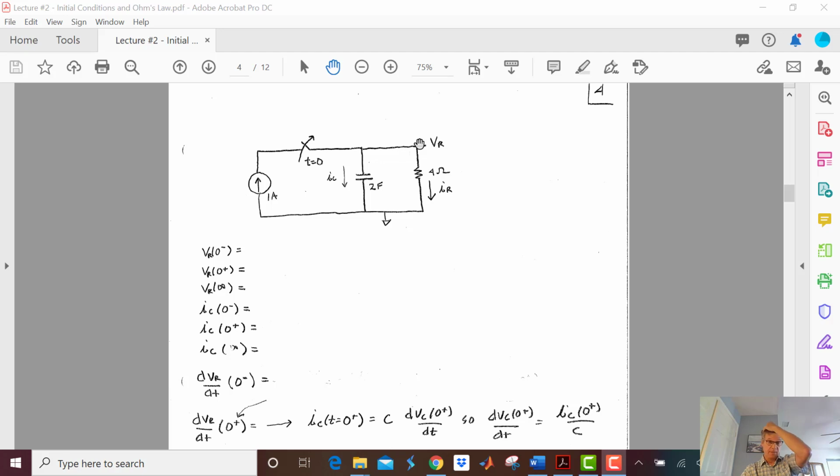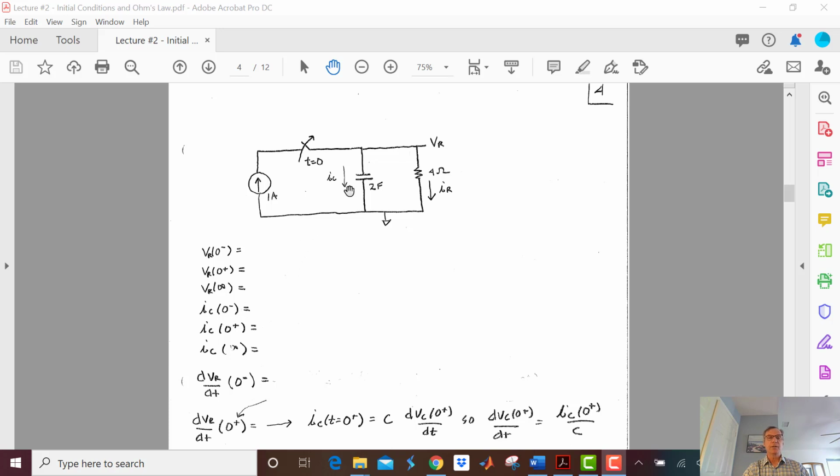VR at infinity, remember at infinity, the switch will have been open for a long time. So I got no current here. Capacitor's at steady state, so I have no current here. That means I have no current here. That means I have no voltage drop across my resistor. So 0, go up 0. VR at infinity is 0.